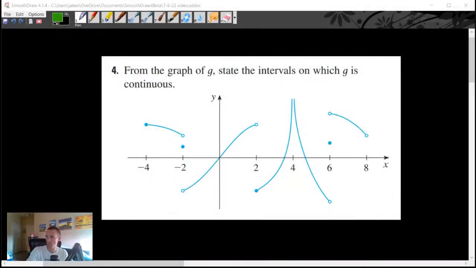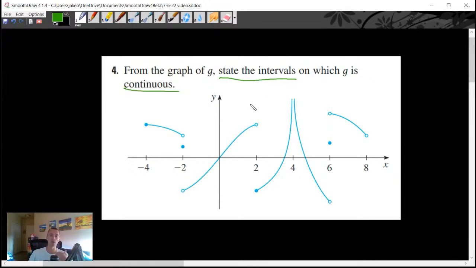So let's jump into the first problem. We're going to start out with this one here. From the graph of G, state the intervals on which G is continuous. Obviously we are given a graph of our function. These blue lines are our function G. It's graphed on the XY axis, and we have to figure out on which intervals G is continuous.